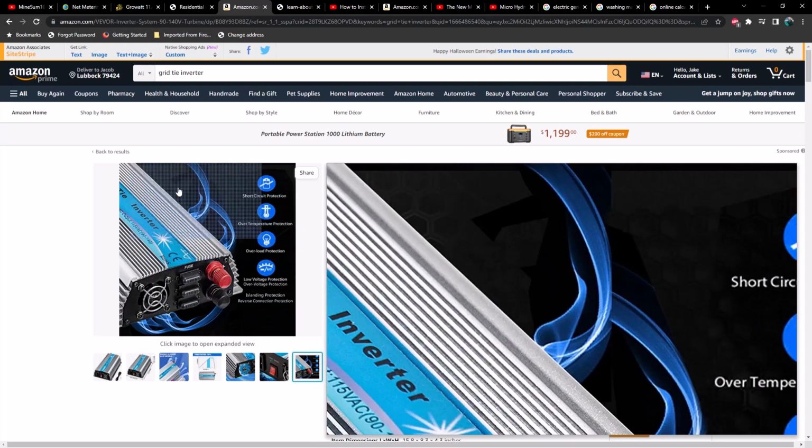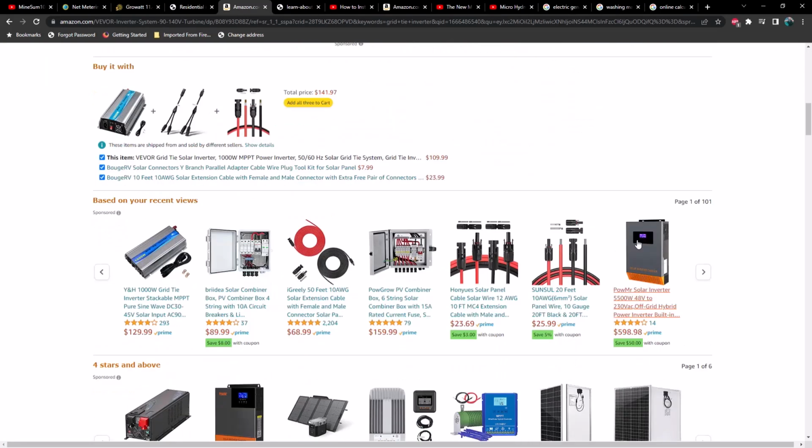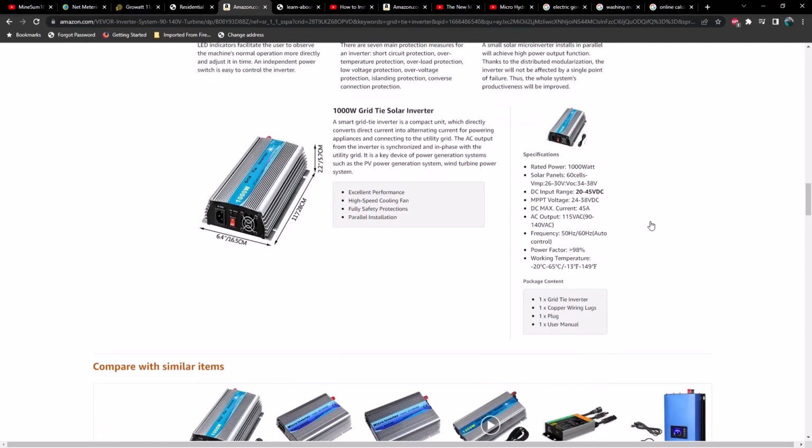So this particular inverter here is very inexpensive. You can see $109 for 1,000 watts. And as far as inputs and outputs on this thing goes, you'll see here that the DC input range can range from 20 volts to 45 volts DC, and the maximum current is 45 amps. So if you do the math, 45 times 45 is roughly about 2,000. So this particular inverter can take in roughly about 2,000 watts, but it can only produce 1,000.